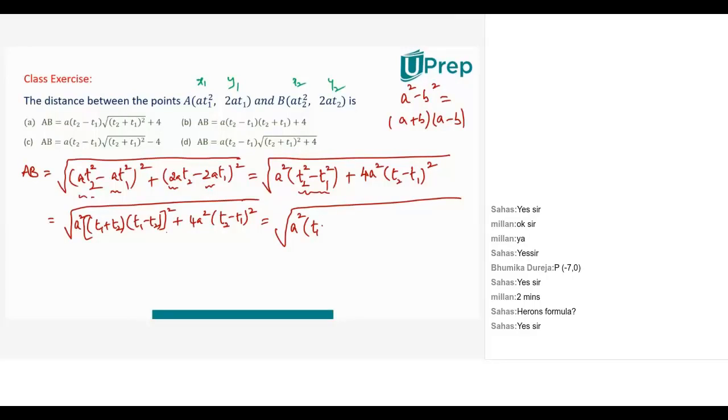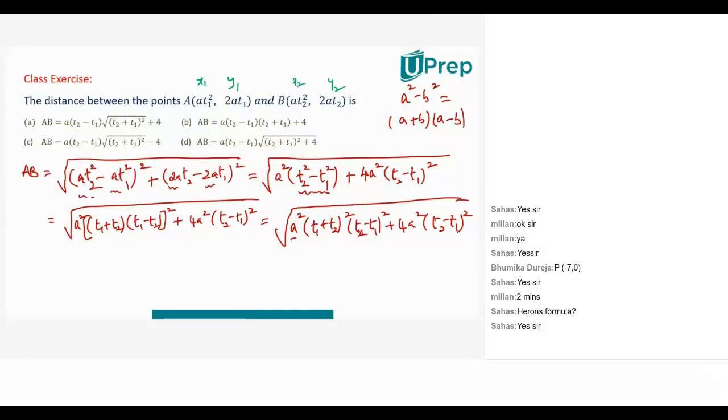Now you tell me what is common in both the factors. A square is present in both. T2 minus T1 whole square is present in both. That I will bring it out. When I bring it out outside the square root, a times T2 minus T1 comes out.